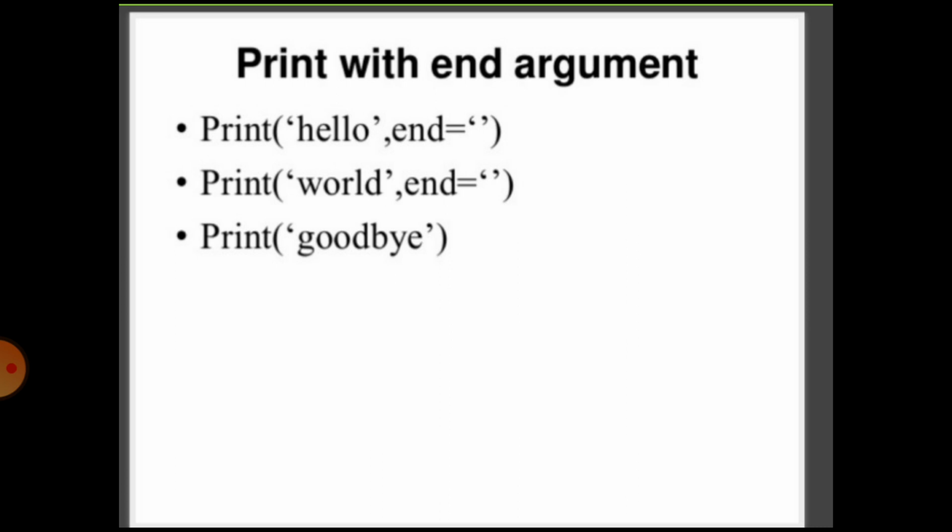The next print function will display world with no line change, because end is nothing. And the next print function is goodbye, and there is no end argument here, so it will change the line. So the output after execution of the program will be: hello world goodbye, and then change the line.